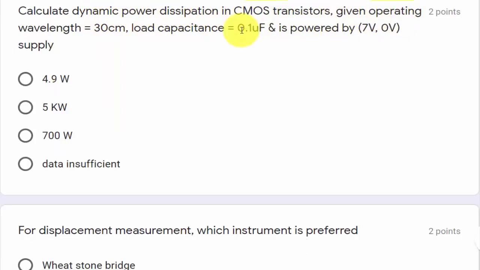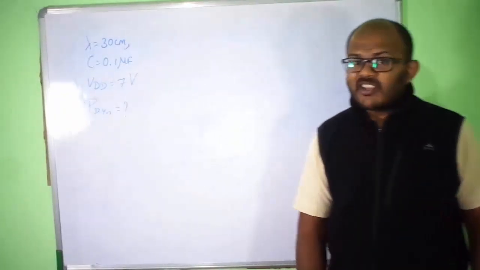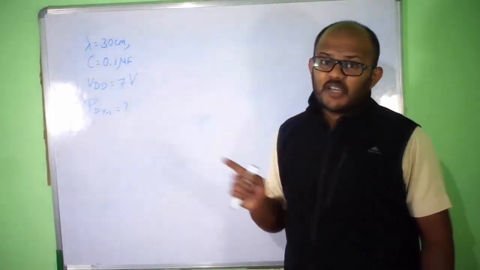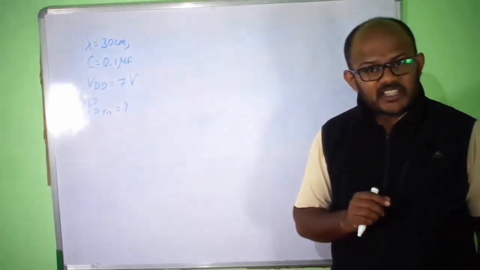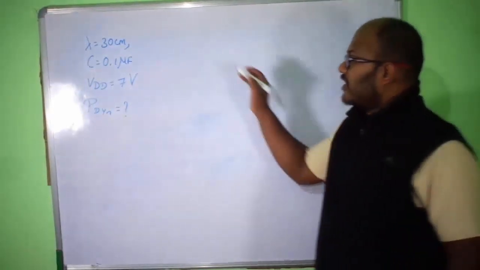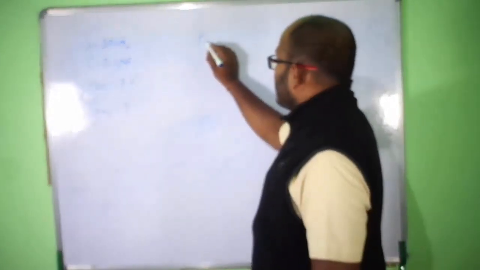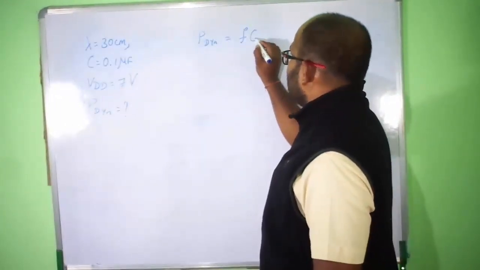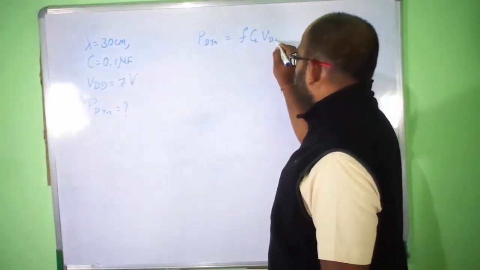Next question: we need to calculate the dynamic power dissipation in a CMOS transistor, given operating wavelength equal to 30 cm, load capacitance equal to 0.1 micro, and powered by a 7 volt, 0 volt supply. We know that the static power dissipation is approximately equal to 0, but the dynamic power dissipation is given by P dynamic equals f C_L V_DD squared.